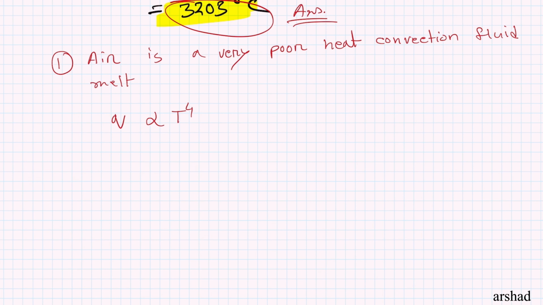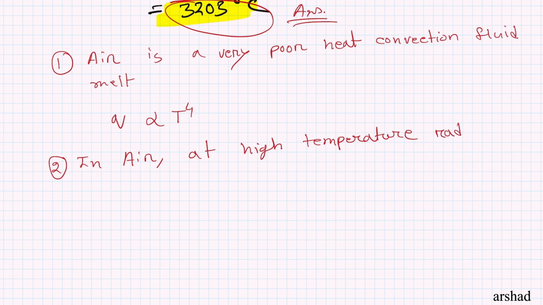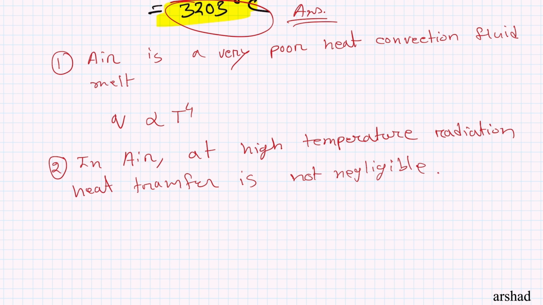So from this we can write that we initially assumed that the radiation heat transfer was negligible, but in air at high temperatures radiation heat transfer is not negligible, right? At high temperature, radiation heat transfer is not negligible. So that's the solution of this problem.